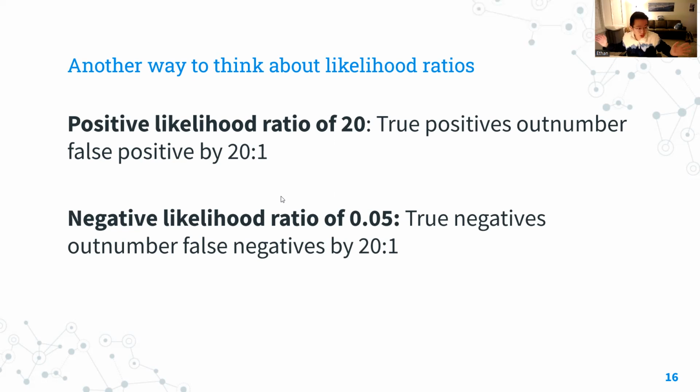However, a negative likelihood ratio of 0.05 means that true negatives outnumber false negatives by 20 to 1. So for every false negative, you have 20 true negatives. That means that if you get a negative result, you can have some level of confidence that this actually means you don't have the disease, given this negative likelihood ratio and a negative test result.